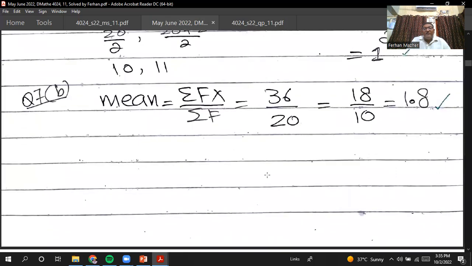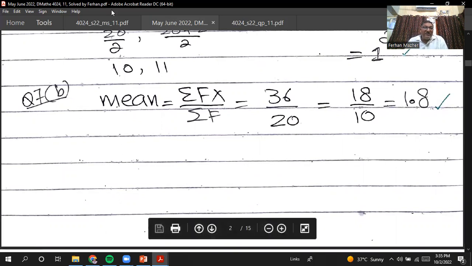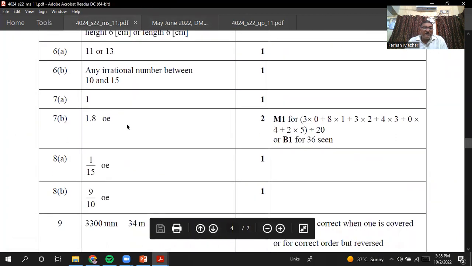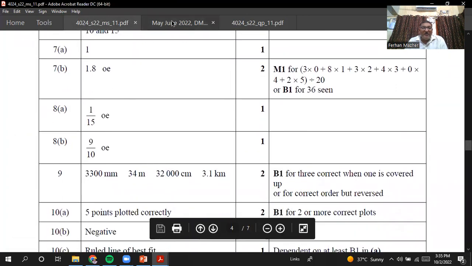So the mean will be summation fx divided by summation f. That will be 36 divided by 20. If you cancel with the 2, it will become 18 by 10, and that will be 1.8. So the mean is 1.8. So our answers are right.